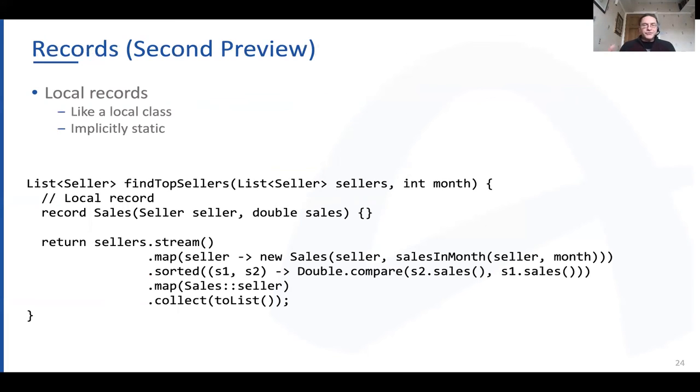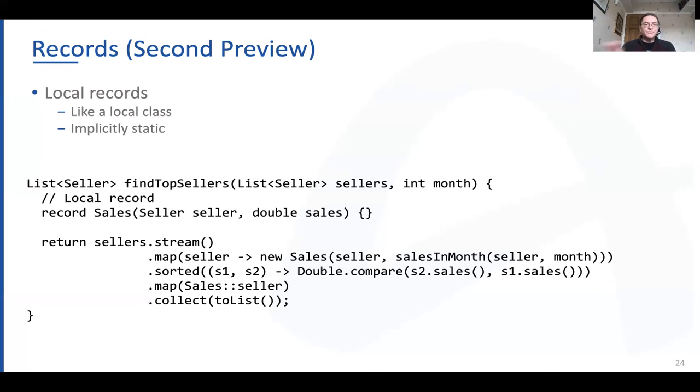Another thing here is the idea of a second preview of records. So they extended the preview. They haven't made it part of the standard yet, but they've added a little bit more functionality. And the idea here is to say that we can now have local records. So it's like a local class, and it's implicitly static. This is quite useful because here's a very good example of how we could use that.